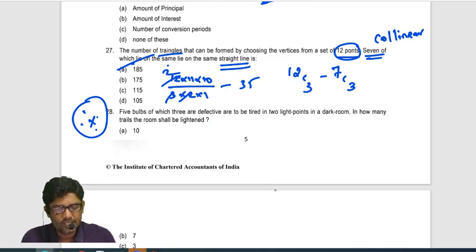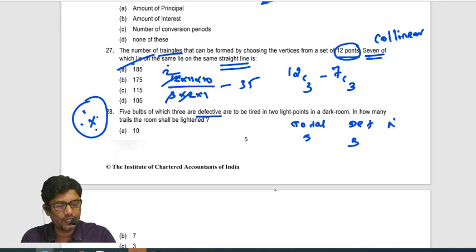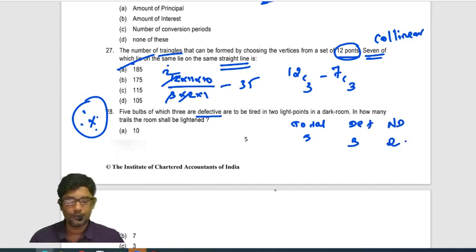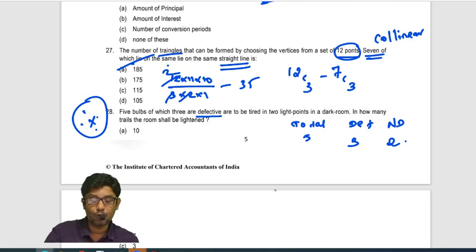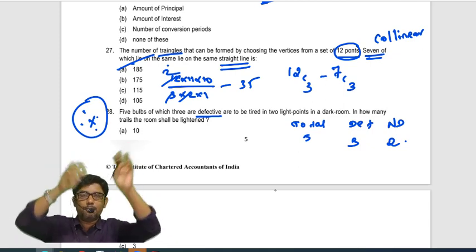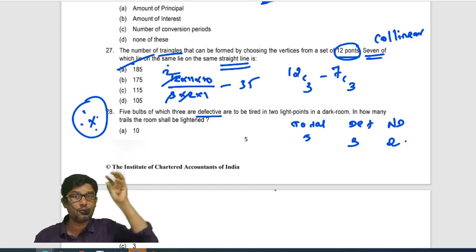5 bulbs of which 3 are defective. Total number of bulbs: 5. And how many are defective? 3. The meaning of defective 3 is that non-defective would be 2. Now they are to be tried in 2 light points. So there are 2 light points. We are going to try this.